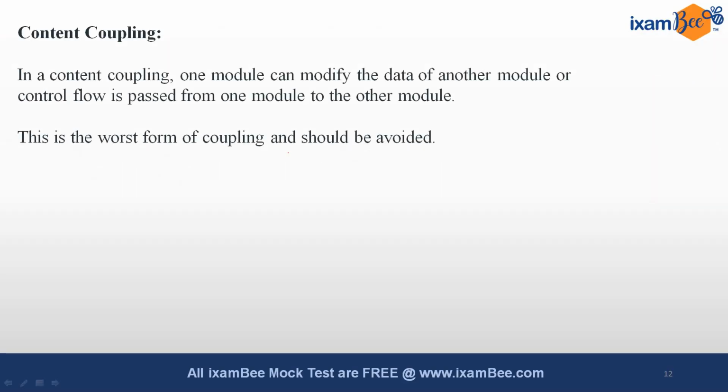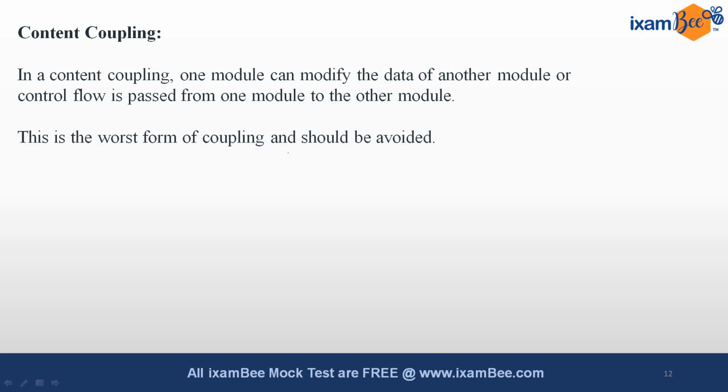Then there is content coupling. What do we mean by content coupling? In content coupling, one module can modify the data of another module when control is passed from one module to another. This is the worst kind of coupling and it should definitely be avoided. Why? If we try to evaluate or control a particular module with the help of some other module, it means that module has no importance of its own. It will be controlled by the other module.